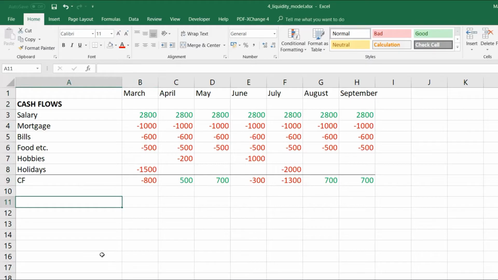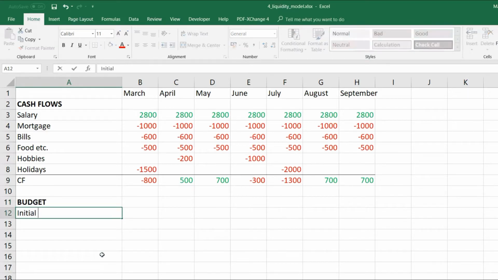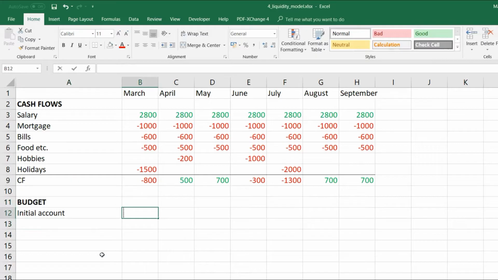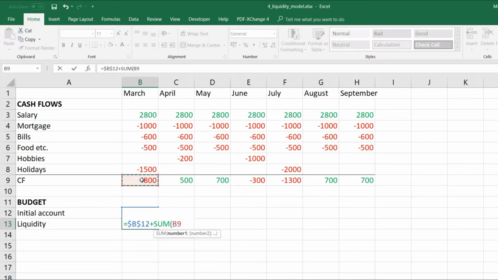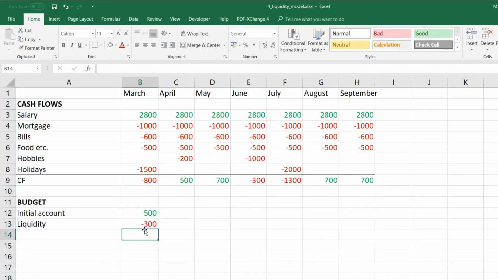So let's start doing the budget, and let's assume that my initial account, or initial liquidity if you want, is 500 euros. So for now, I have 500 euros already on my card. And so my liquidity, or cumulative cash flows, would be this 500 plus the sum of all the cash flows I got before. And in order for this formula to work, I need to lock the first reference here.